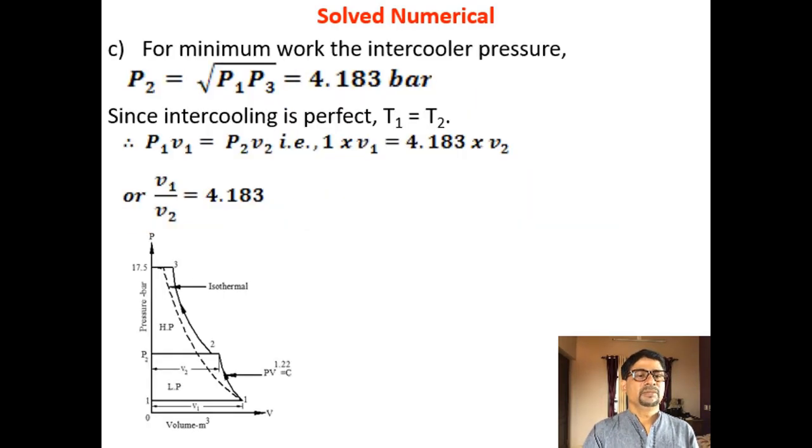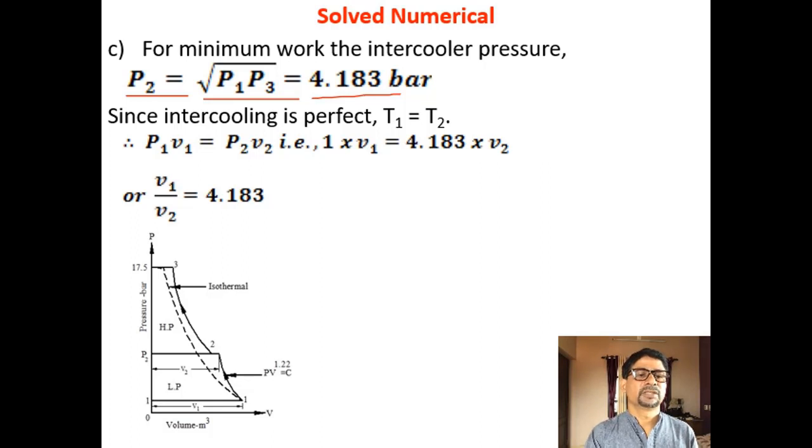Now for the minimum work, the third case, given the usual assumptions. For the minimum work condition, P2 should be equal to the square root of P1 P3, which is 4.183 bar, because 1 into 17 bar, the square root of that. So you'll get 4.183 bar.